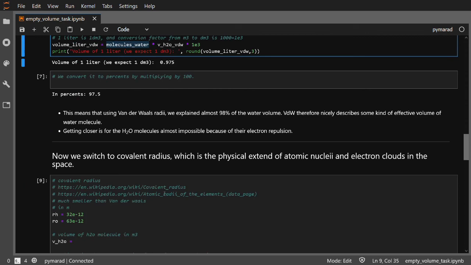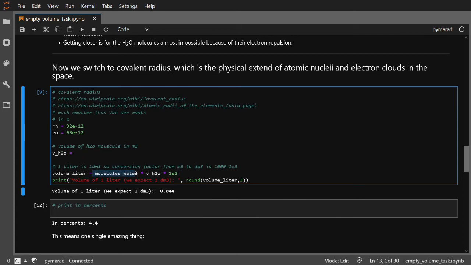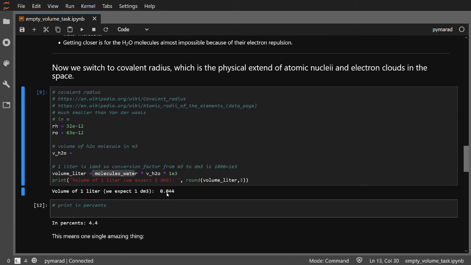After that, we switch to covalent radii, which are somewhat smaller, right? And we repeat exactly the same steps. We calculate the volume of one and then multiply by the total number of molecules in 1 liter. But the amazing result is that this explains only 4% of the water volume, which also means that basically 95% of the space inside the water is totally empty.